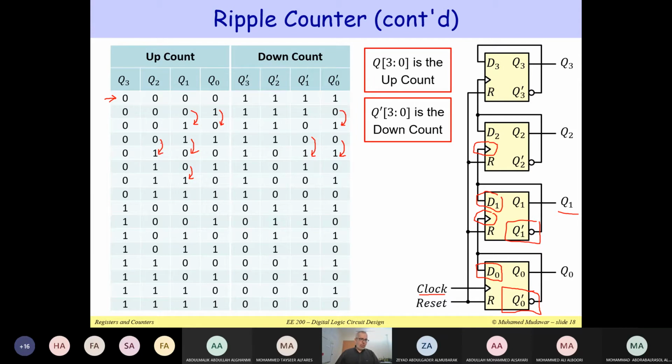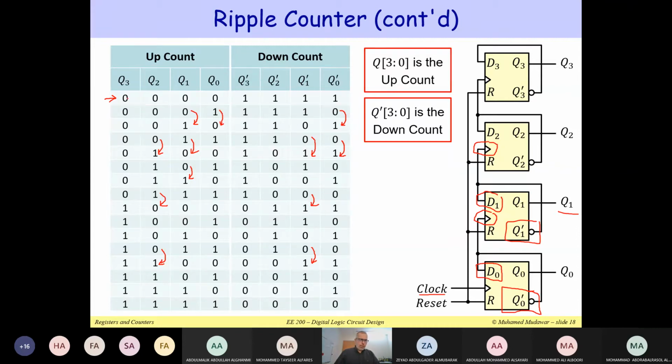So Q2 will be 0 for 4 cycles, and then it's going to toggle here, only when Q1 prime goes from 0 to 1. It's here, it's here, and it is here. That's when we toggle. To toggle means that we invert, that is, we change it from 0 to 1, or we change it from 1 down to 0. That actually means toggling. That's how the counter works.